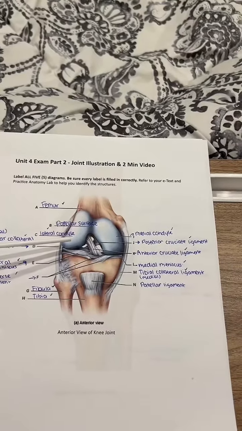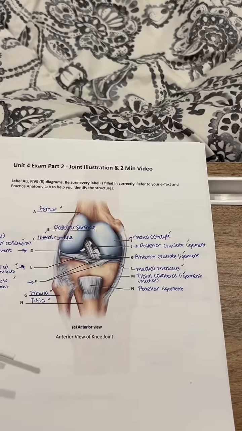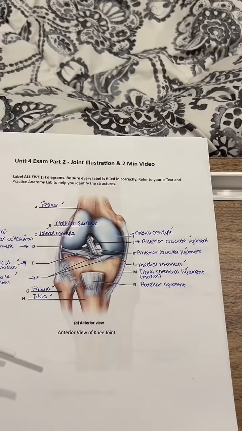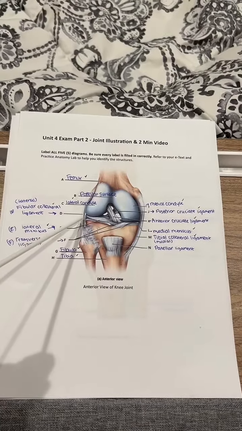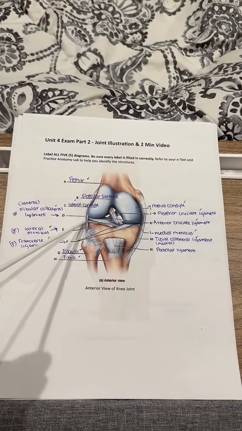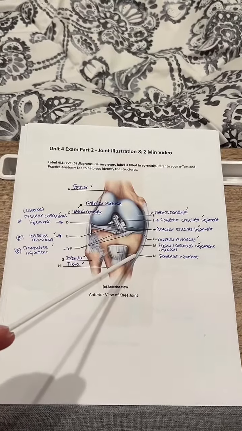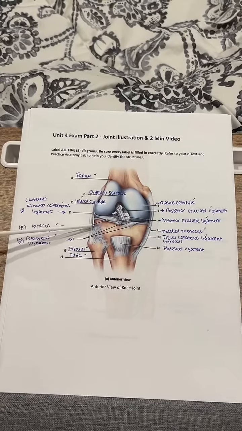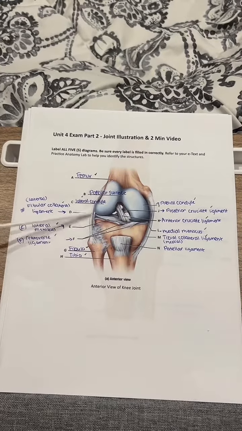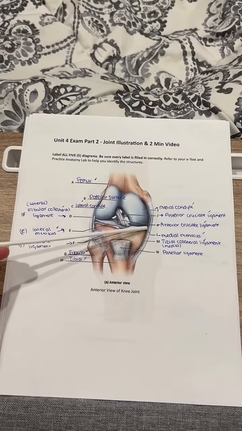Next we have the lateral condyle and the medial condyle. These allow for rocking, gliding, and rotating motions in the knee. Next, we have the fibular collateral ligament right here and the tibial collateral ligament right here. The fibular collateral ligament stabilizes the lateral side of the knee, whereas the tibial stabilizes the medial side of the knee.